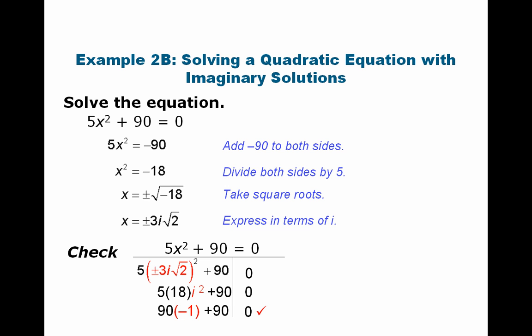If we were to check our answers and we plugged back in positive or negative 3i square roots of 2, it would turn out that it works, as seen below in this example.